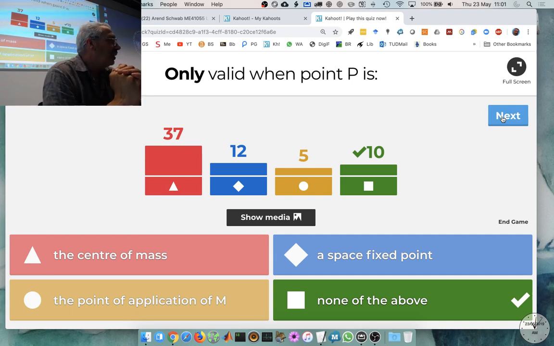That's a bit disappointing result, and what is the reason? Well, you see it says "only valid", right? If you read it, you think, oh yeah, it's valid for the center of mass, of course. But there's also another specific point for which it would be valid, and that point is a space-fixed point. That's also mentioned. Point of application is not valid. But if I say only valid, then none of the three answers are correct. So you should say none of the above, because you should know it's either the center of mass or a fixed point. Yeah.